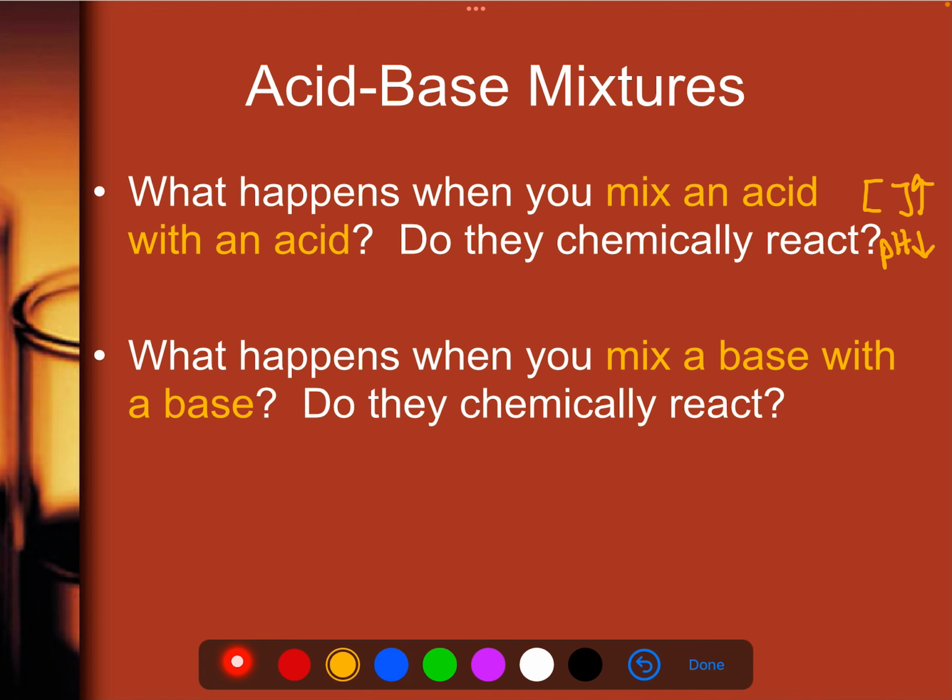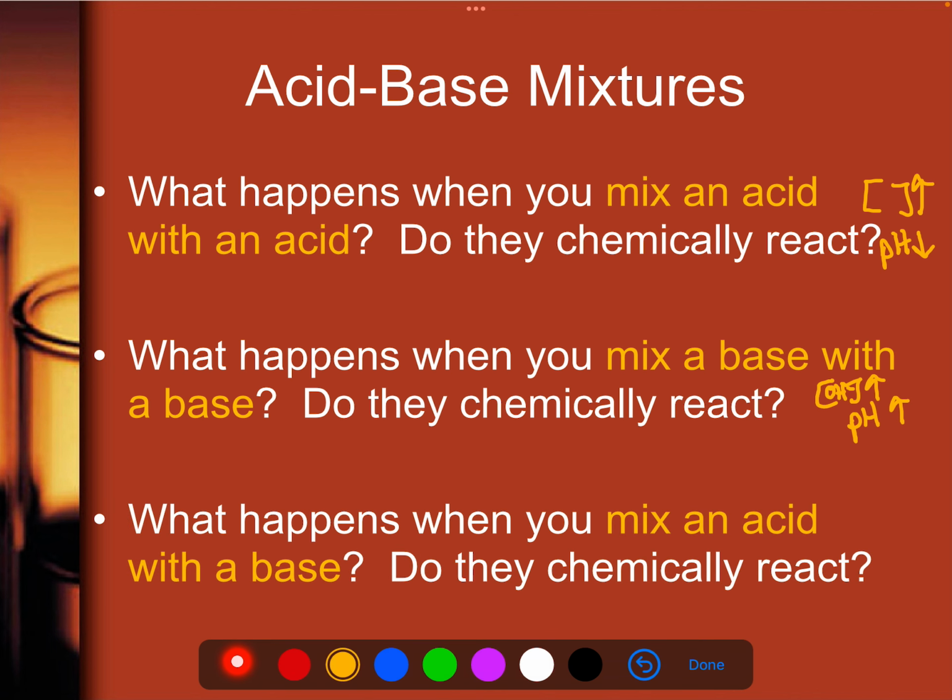If we're mixing a base with a base, yet again, they would both be producing hydroxide in some form. So the concentration of the hydroxide would increase. They're not going to react to negate each other. So if there's more hydroxide, I'll put OH here, we would expect our pH to increase because there's more base overall when we're combining them.